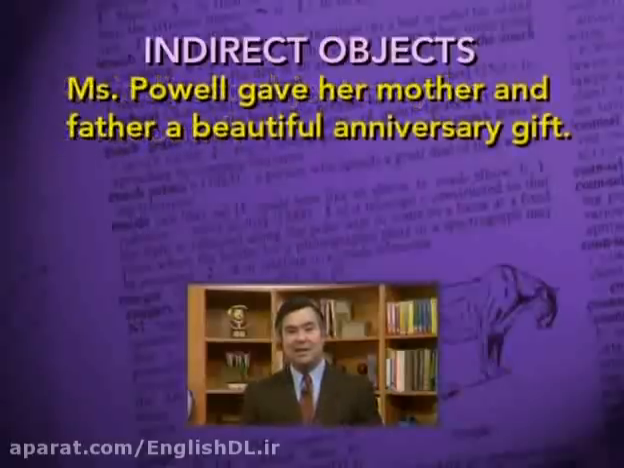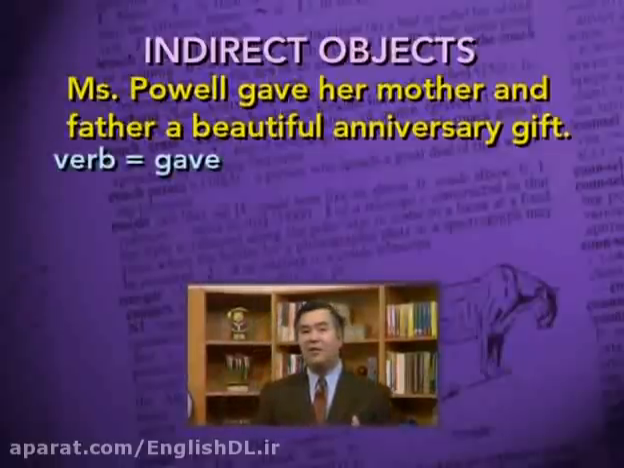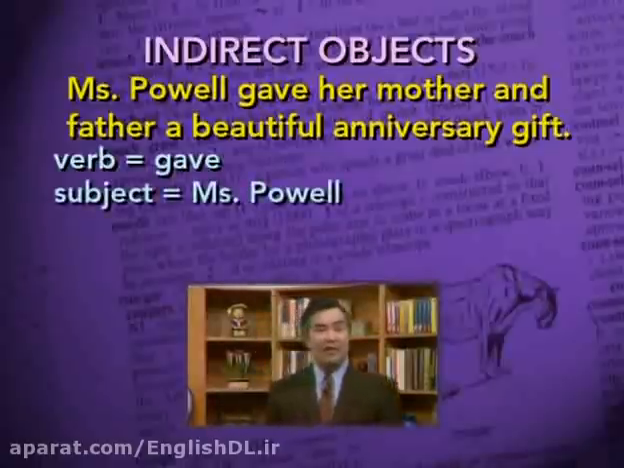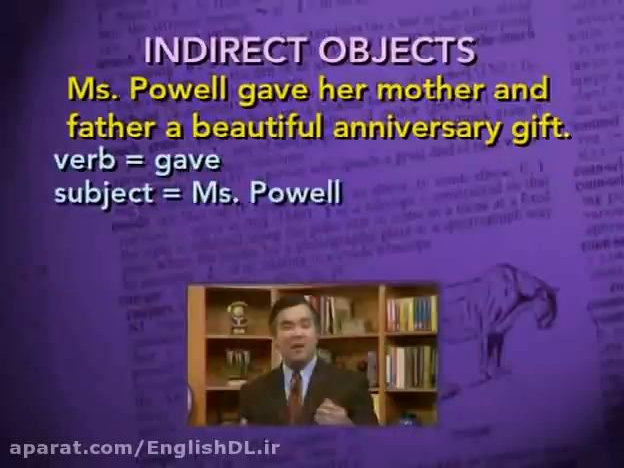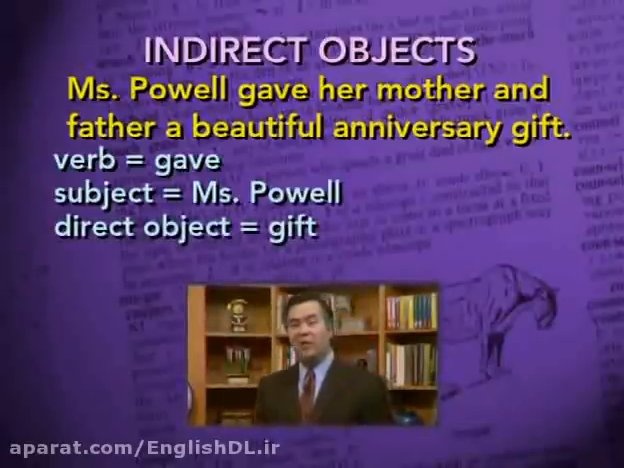Look at this sentence. Ms. Powell gave her mother and father a beautiful anniversary gift. What's the verb here? Gave. The subject, Ms. Powell. And what did Ms. Powell give? That is, what's the direct object? The answer, gift. She gave a gift, specifically a beautiful anniversary gift.